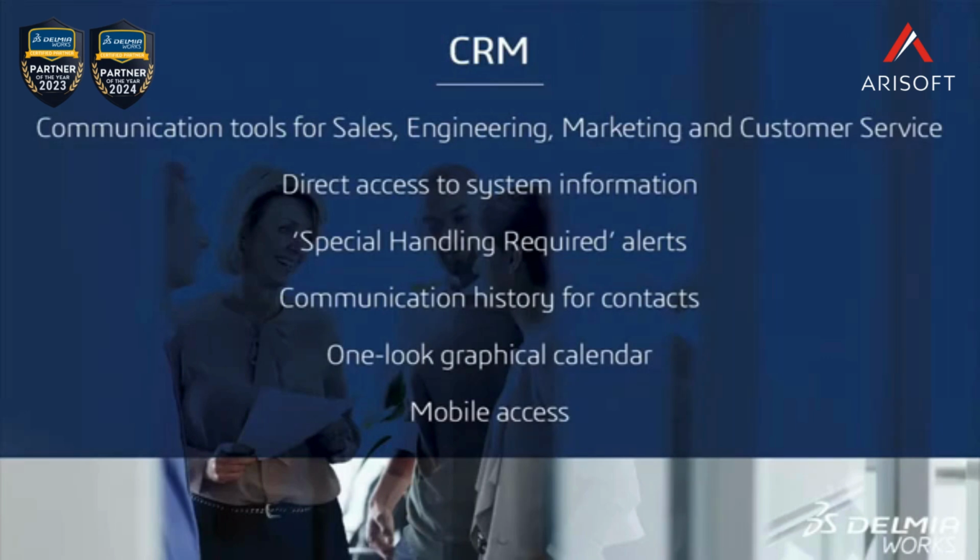Special handling required alerts for companies and their contacts can be created in CRM, as well as an overall communication history to help track interactions with customers, prospects, vendors, and partners. The module also includes a one-look graphical calendar, as well as mobile access for real-time view into schedules and activities. Let's now look at tools within CRM that are specific to particular roles you may have at your organization.